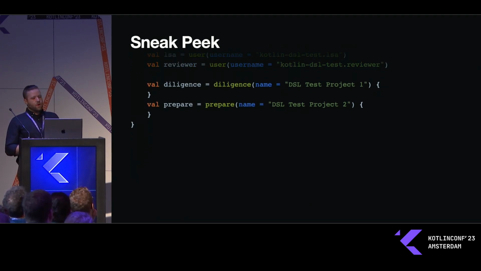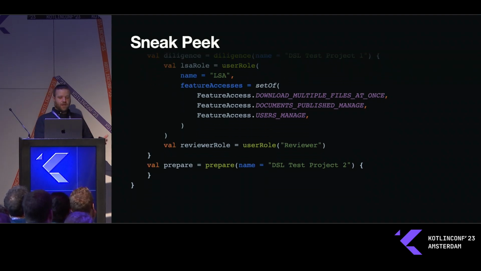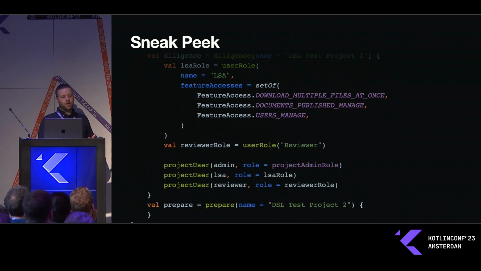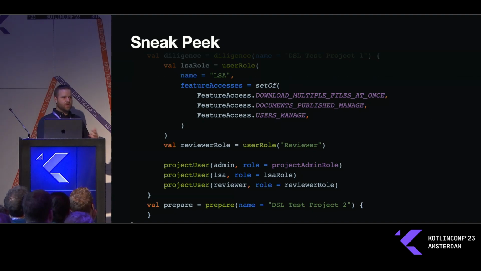And then you can create roles within those projects for the users, and then you can invite those users to the project. And this is all very declarative about, this is what I want to happen, and there's no API calls here. There's no, I'm calling this version 2 of some API.